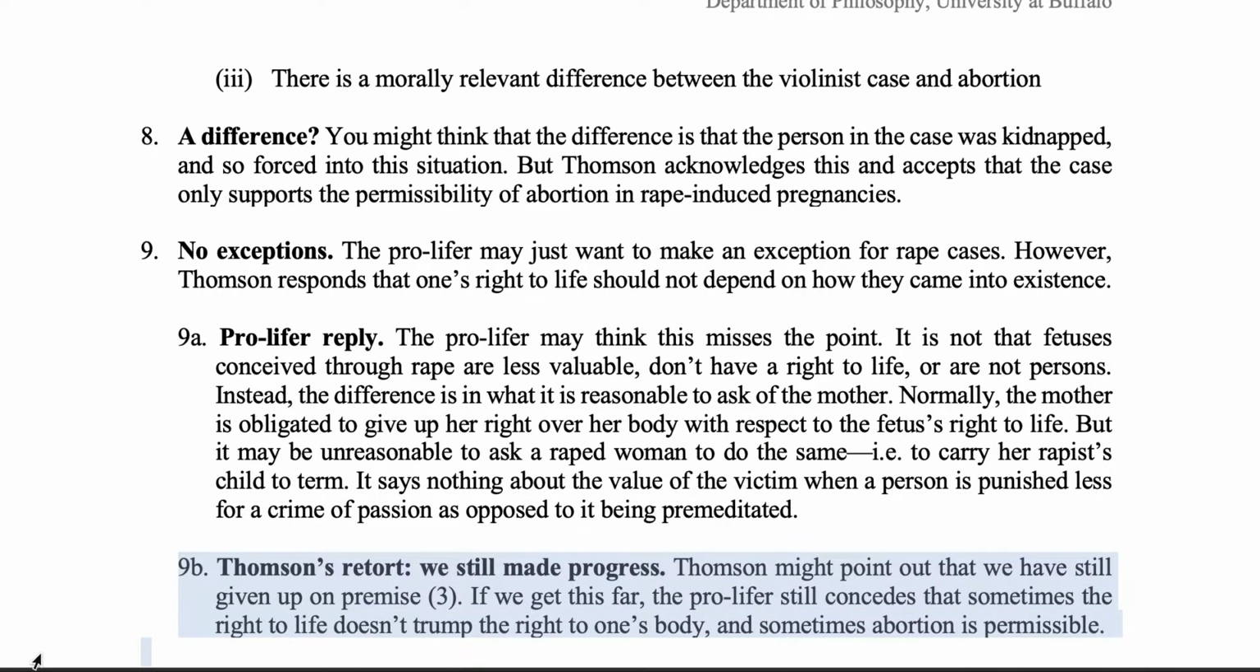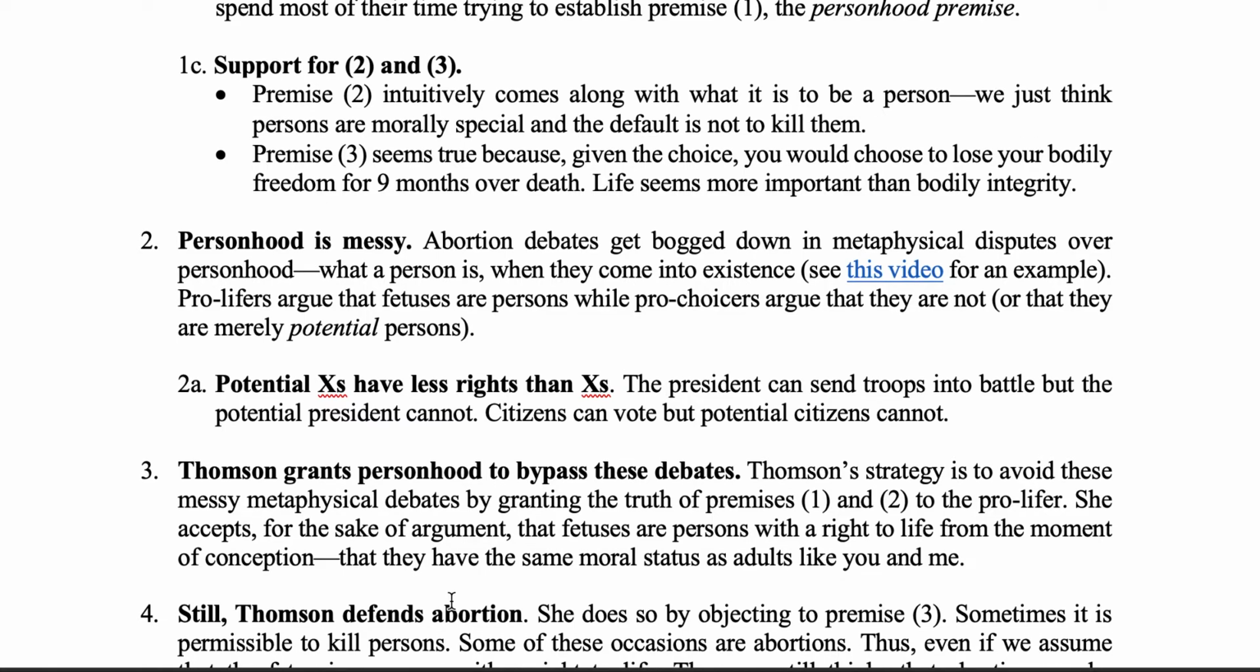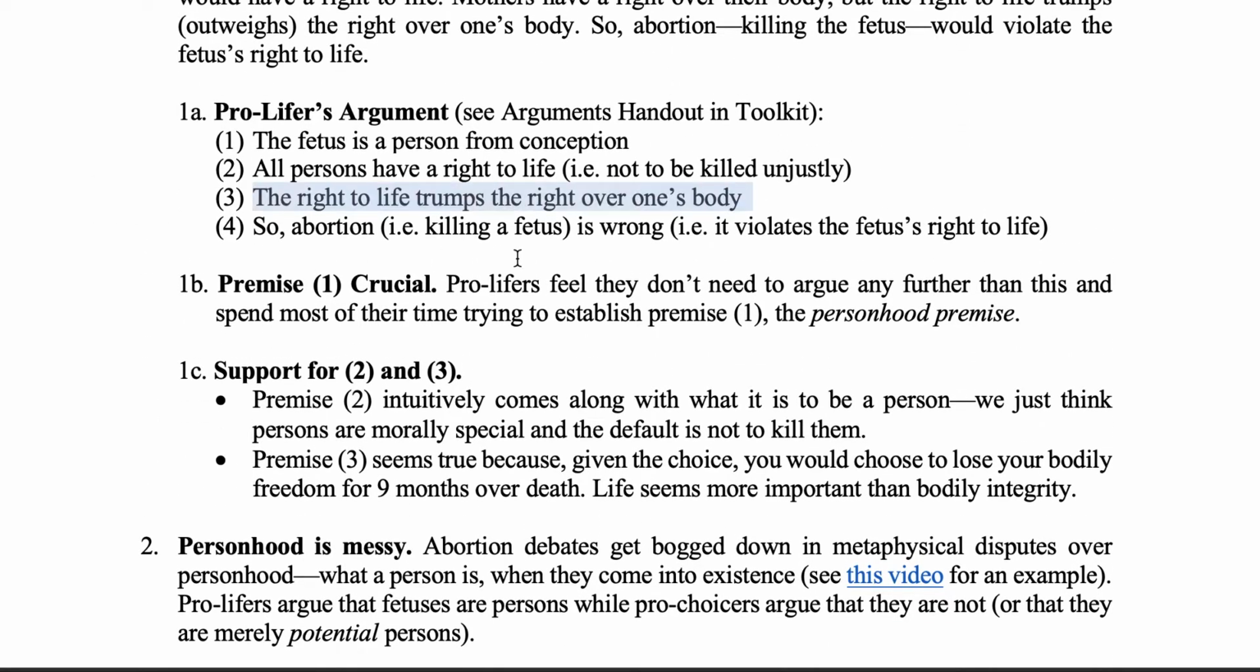She's like, okay, that might be true. Maybe only rape cases, or rape-like cases, forced pregnancies without consent, all this stuff, are the only situations where abortion is going to be permissible. Thomson's going to say, great, fine, right? We still have to give up on premise 3. It still shows that the claim that the right to life trumps the right to body is false. At least the universal, absolute claim that the right to life always trumps the right over one's body.